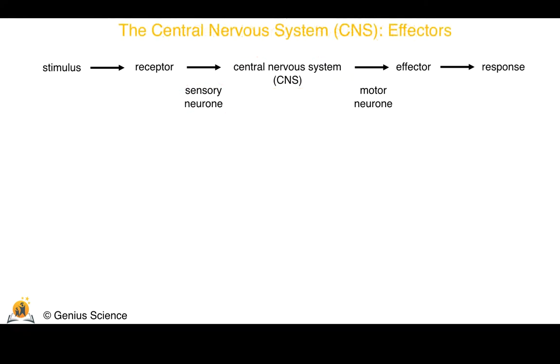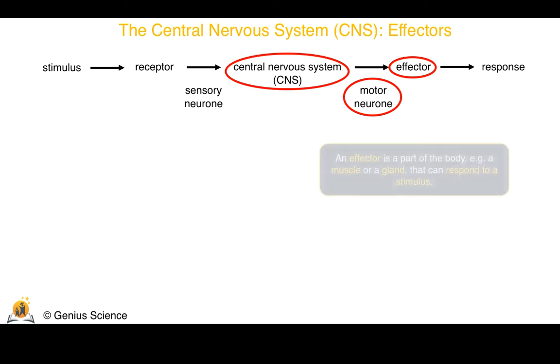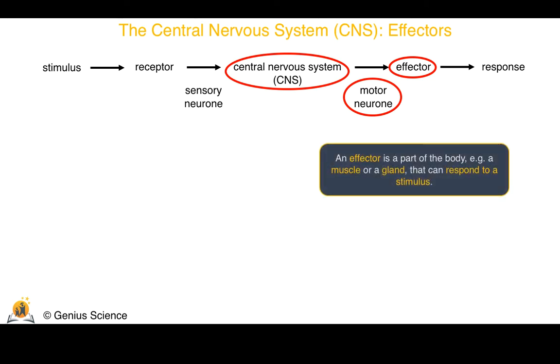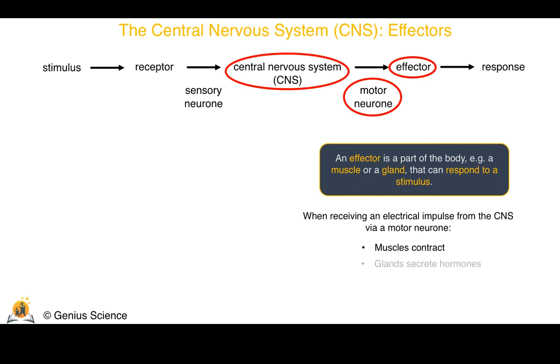So then, once the electrical impulse reaches the central nervous system, it then travels along a neuron called a motor neuron until it reaches what we call an effector. An effector is a part of the body, for example a muscle or a gland, that can respond to a stimulus. So what then are these responses of muscles and glands? Well, when receiving an electrical impulse from the central nervous system via a motor neuron, a muscle contracts and glands secrete hormones.